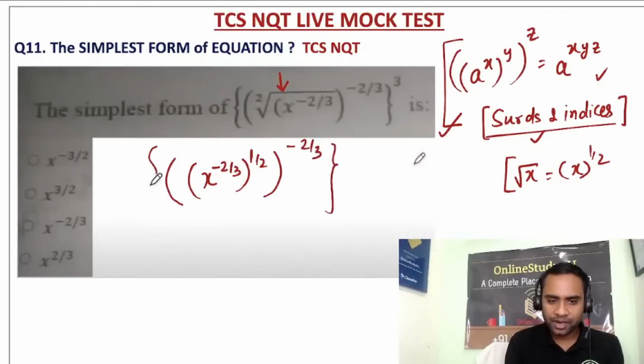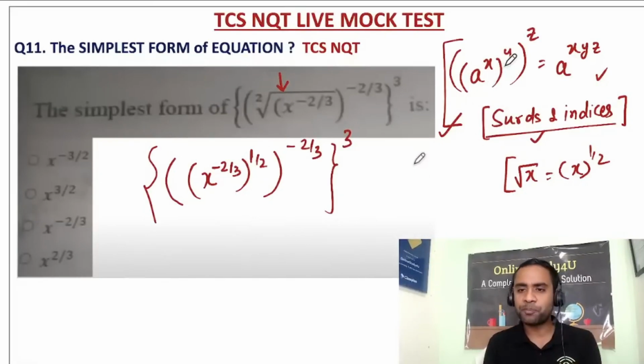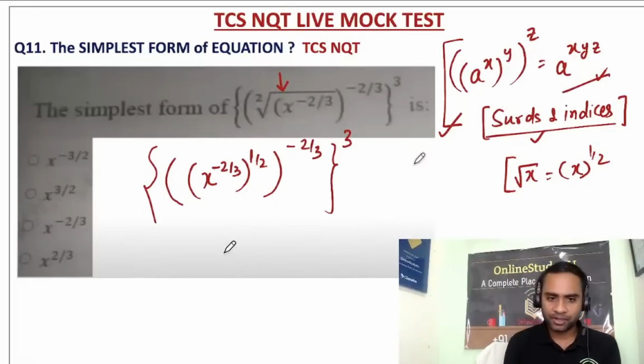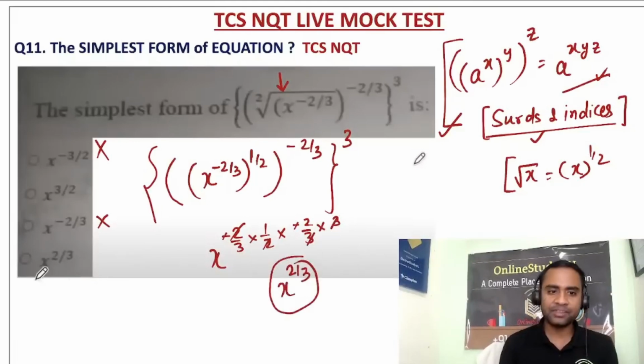Now, as I said, a to the power x to the power y to the power z is a to the power xyz. So here, x to the power minus 2 by 3 into 1 by 2 into minus 2 by 3 and into 3. This minus and minus will be plus. Anyway, with the minus sign, options are removed. Then 2 and 2 cancelled, 3 and 3 cancelled, x to the power 2 by 3. Such an easy question also will come in TCS NQT.